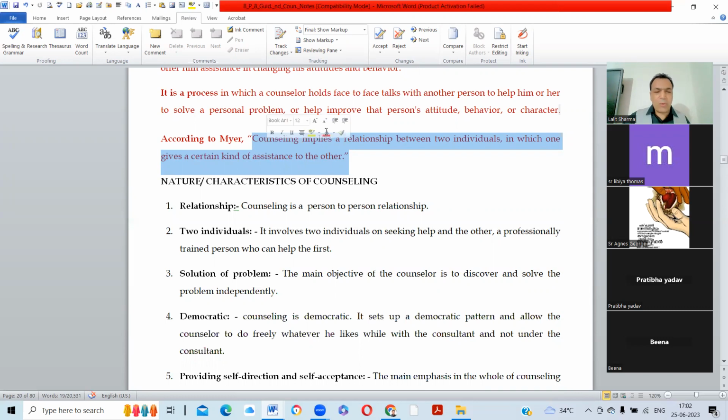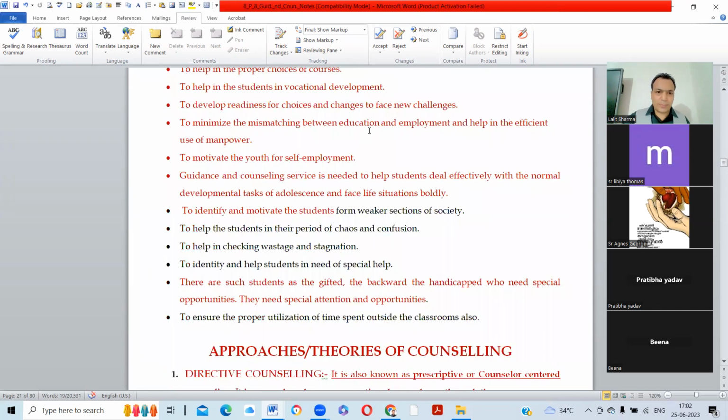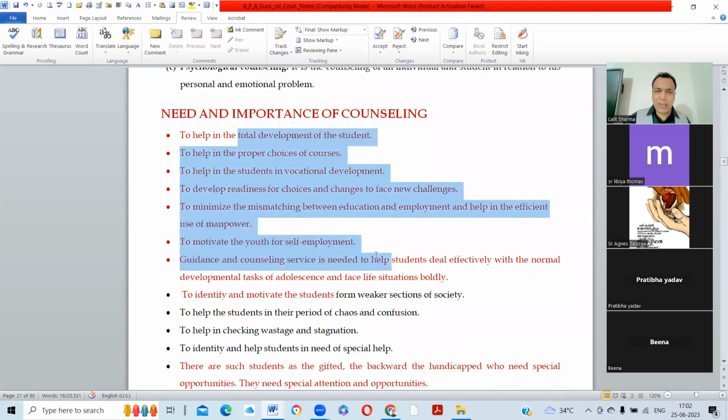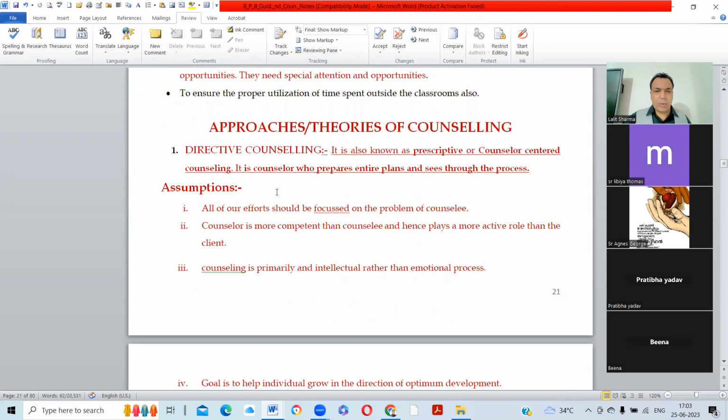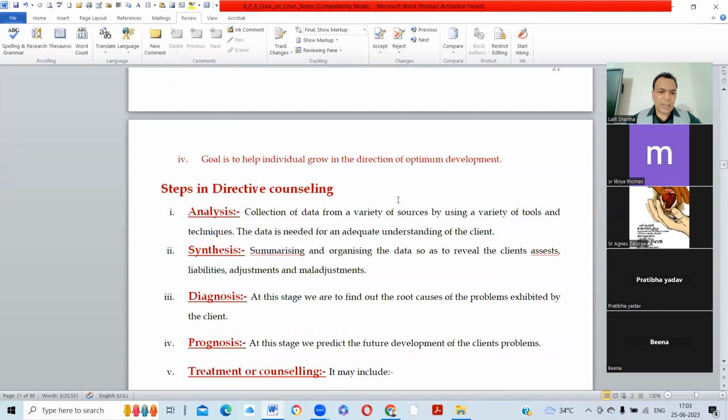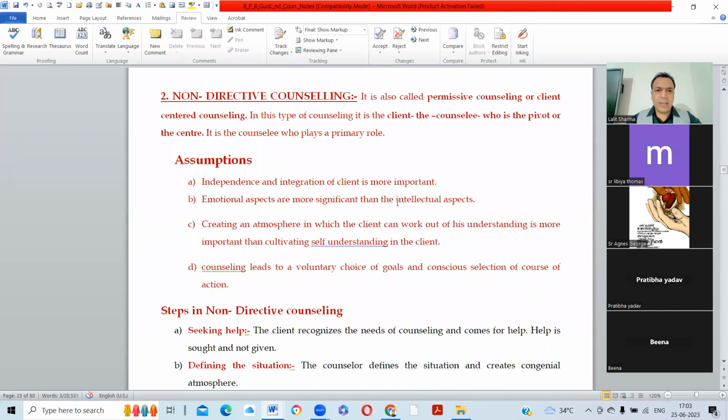So now we have to talk about types of counseling. The need of counseling is written here, you can read it. I have already discussed it in detail under the answer of educational guidance. For approaches, the examiner asks the question, so you have to talk about three types of approaches: one is directive counseling, second is non-directive, and third is eclectic.